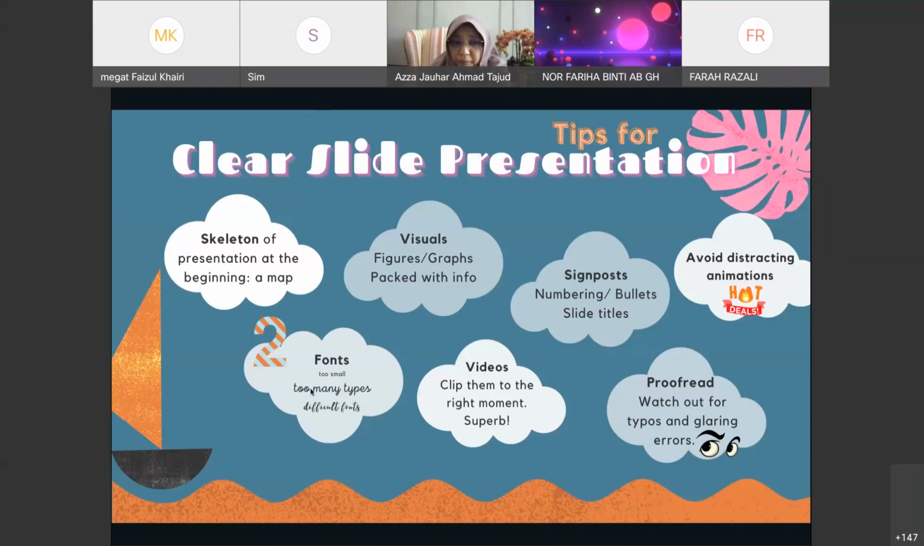Two, fonts. Try to have 2 fonts only, okay, 2 types of fonts only in your presentation. Don't put more than that because it will be hard for people to read, okay. Make sure it's not too small. Make sure that's not too many types of font, as I told you just now, and make sure the fonts are not the difficult fonts to read. Okay, we are not doing bullet journaling, okay? We are just presenting to people. So make sure the fonts are clear.